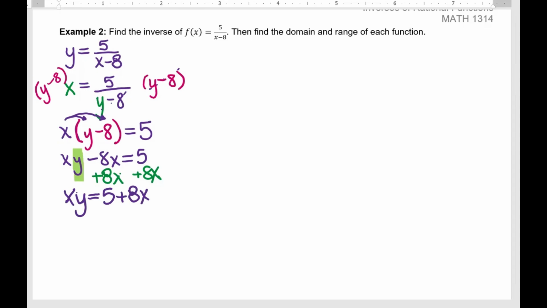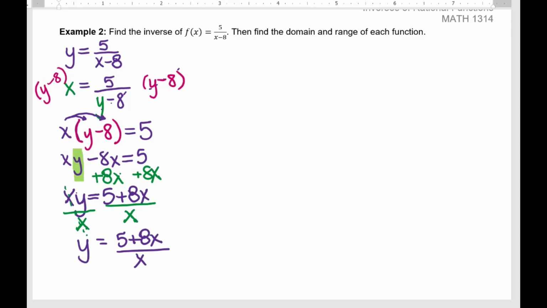It's the same. And then our last step, we need to get the y by itself. So we're going to divide both sides by x. Left-hand side, the x's are going to cancel. We get y is equal to 5 plus 8x all over x. And remember, I said that 5 plus 8x is the same thing as 8x plus 5. So you could have it flip-flopped and in proper descending order if you'd like.